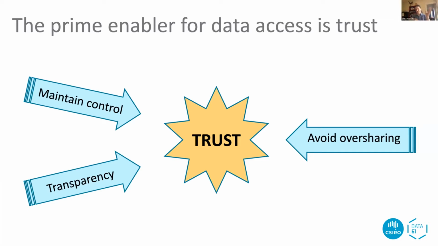But what we want to focus on here is how technology can help with building trust. The three avenues we want to explore are: how can technology help you maintain control of your data? How can we make the system more transparent? If you see what's happening, you might trust the system more. And the other thing is that you want to avoid oversharing.